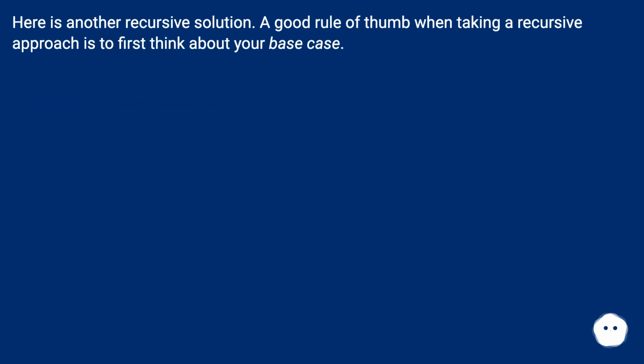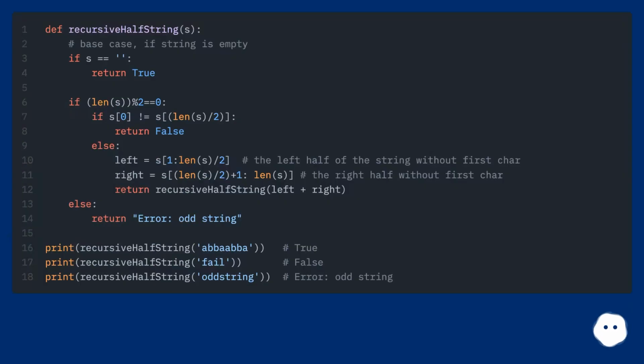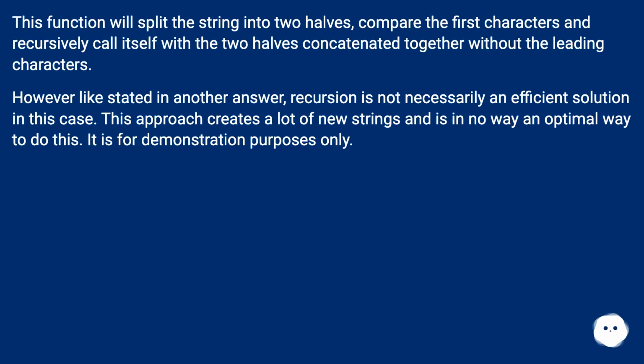Here is another recursive solution. A good rule of thumb when taking a recursive approach is to first think about your base case. This function will split the string into two halves, compare the first characters and recursively call itself with the two halves concatenated together without the leading characters.